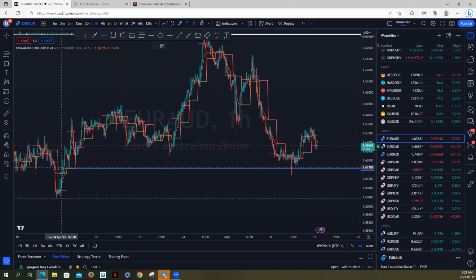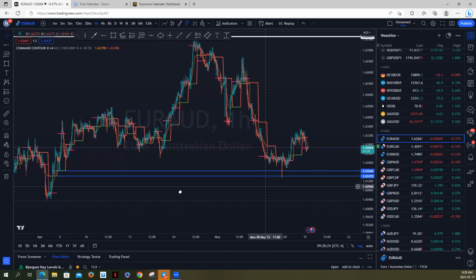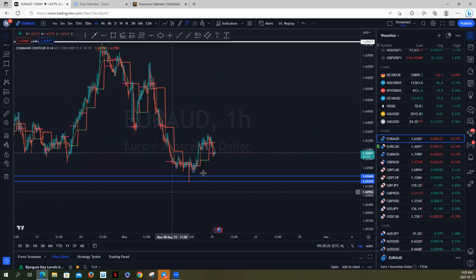That's the Command Contour level. To the pip, everybody. This is crazy. And it just reacted. Okay. So now the CPI is major.